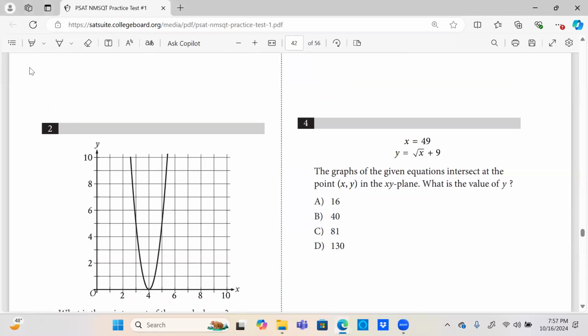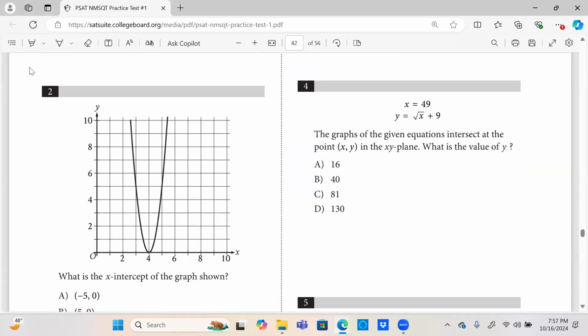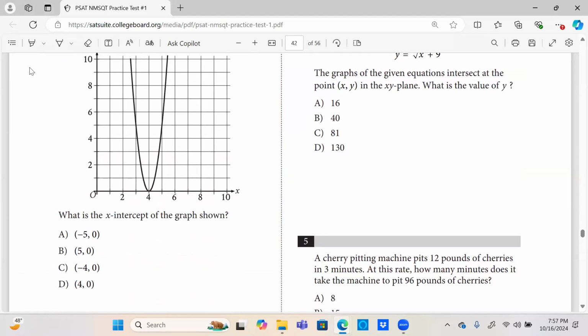Number 2, we have a quadratic. What is the x-intercept? We just need to look on the x-axis and see where it hits. 4. So over 4, up nothing. That is our x-intercept. Pretty good so far. It always starts easy and then it gets worse.